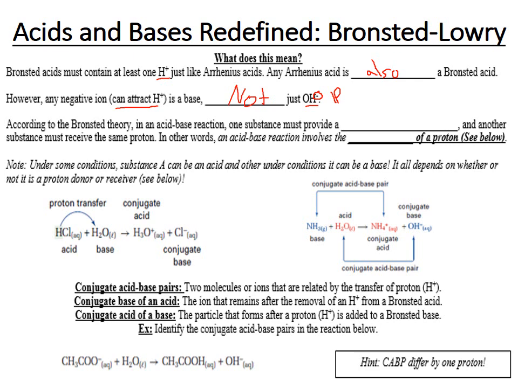So essentially, for an acid-base reaction to happen according to Bronsted-Lowry, one substance has to provide a proton, so an H plus, and the other substance has to receive that same proton.